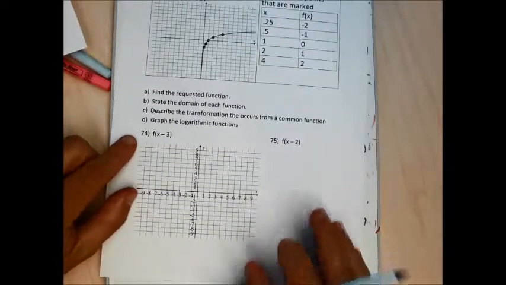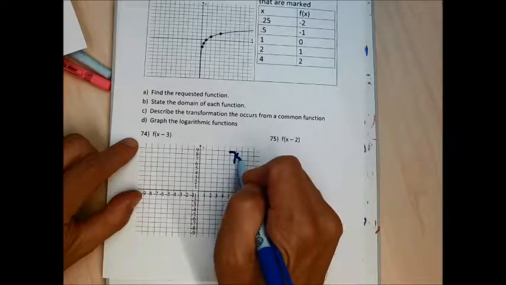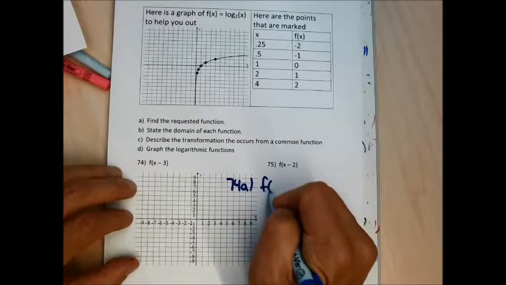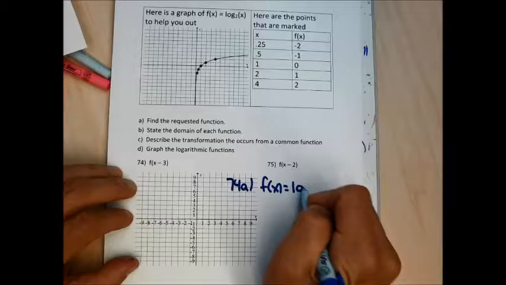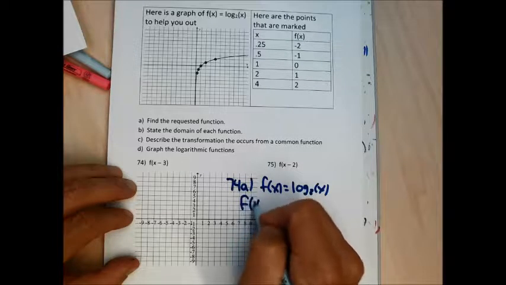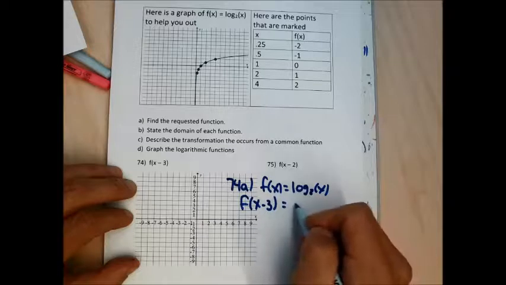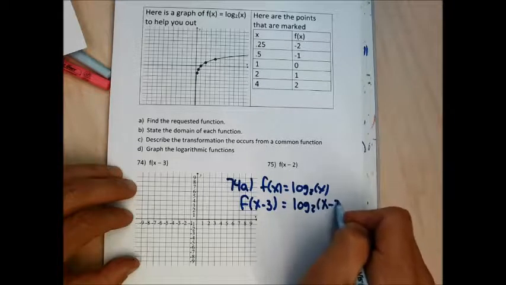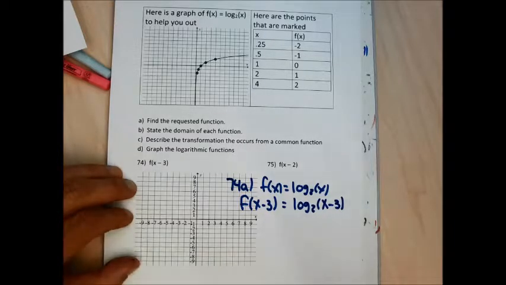Alright, so I'm going to move on to 74. In 74 part A, the graph that I'm given is f of x equals the log base 2 of x. And I want to find f of x minus 3. That's just going to be the log base 2 of x minus 3, with the x minus 3 in the parentheses. That's finding each function. That's the answer to part A.